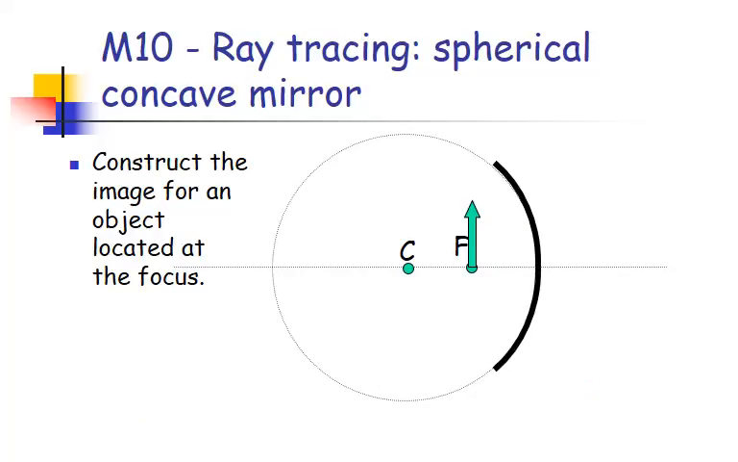All right, so how about if we have an object at the focus? We can do this on M10. Go ahead and pause the clip and give this a try. And I'll warn you, this one is kind of strange. So just draw what you get and then we'll talk about it.